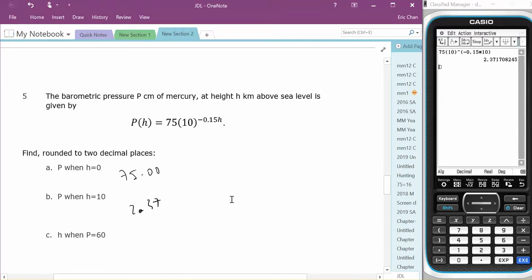When P equals 60, they're giving you P and you're solving for H. 60 equals that. I'm just going to put H in, X in, and go interactive and solve. So 0.65. P is in centimeters of Hg, and H is height in kilometers, so that's in kilometers.